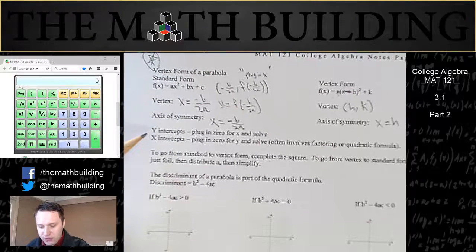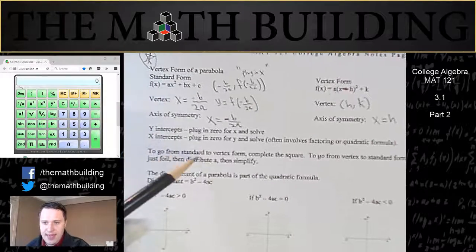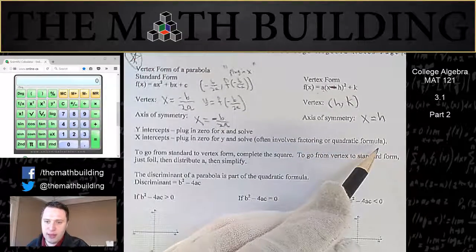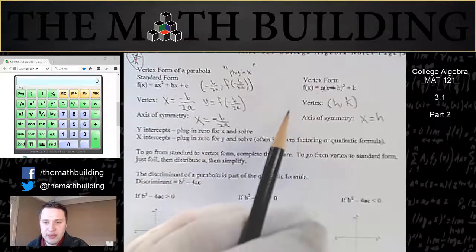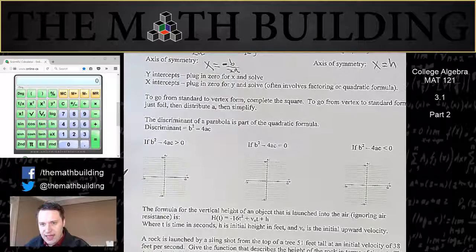To find the y-intercept, you basically just plug in 0 for x and find out what number it is. The y-intercept is usually pretty easy to do. To find the x-intercept, what we need to do is plug in a 0 for y and solve. And oftentimes we'll need to factor or do the quadratic formula. By the way, as we're about to see, there's not always going to be x-intercepts. All right, in fact, let's look at that now.